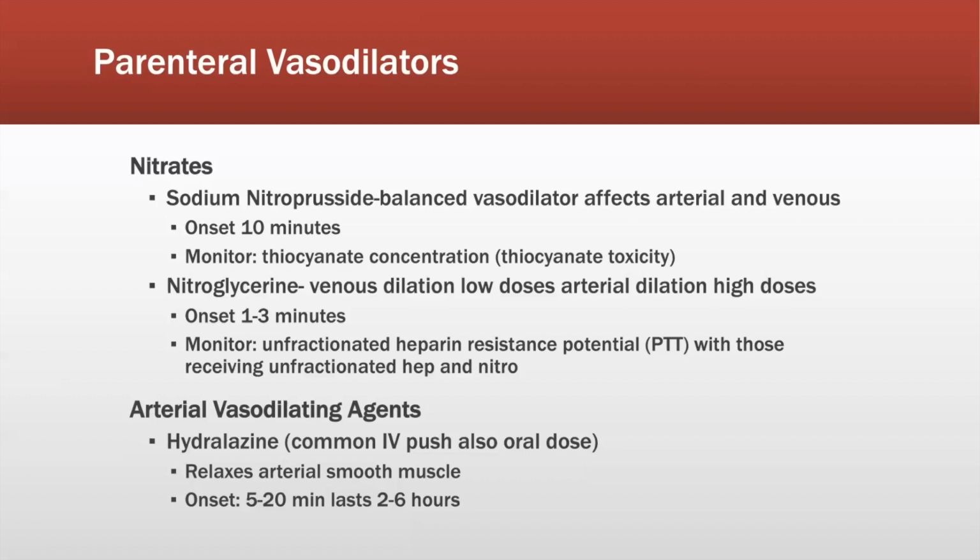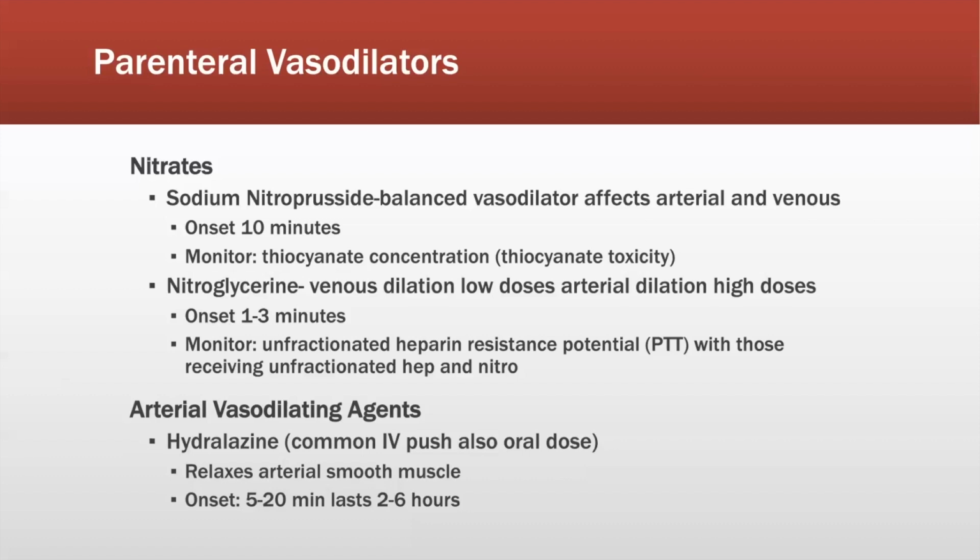So first of all, sodium nitroprusside is a balanced vasodilator that affects both the arteries and the veins. The onset for this is about 10 minutes, and we do need to monitor for thiocyanate concentration or thiocyanate toxicity.